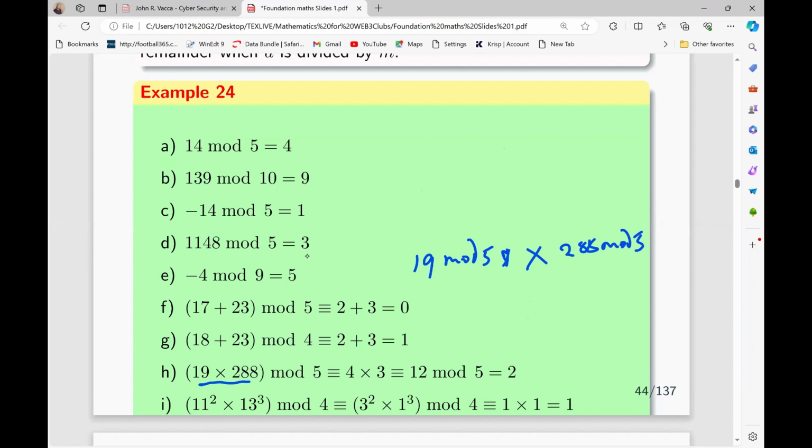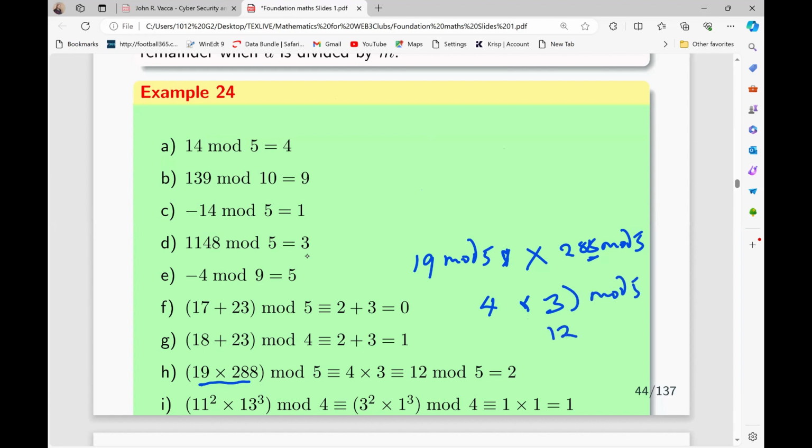So 19, 5 goes there 3 times. The remainder is 4. And then 288, 5 going there, I can see because this is 8, the remainder will be 3. This you just use your calculator. And so what is this? Mod 5, what is this?